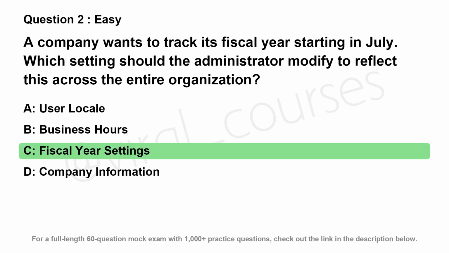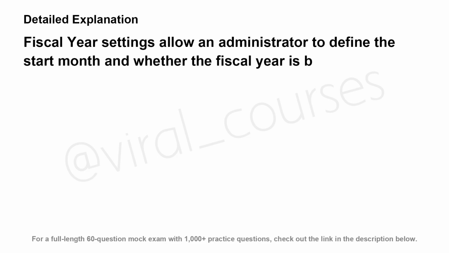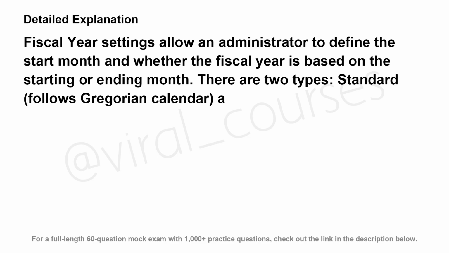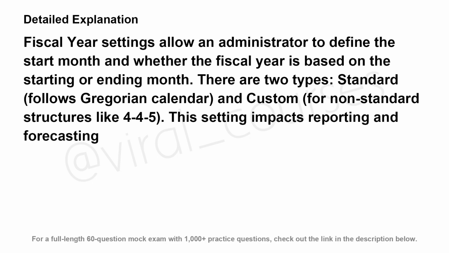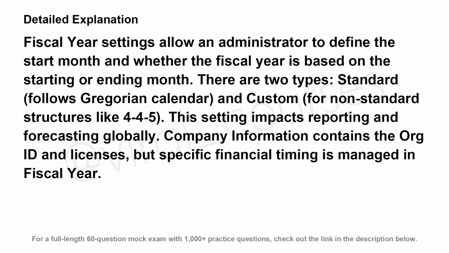The correct answer is C. Fiscal year settings allow an administrator to define the start month and whether the fiscal year is based on the starting or ending month. There are two types: standard, which follows the Gregorian calendar, and custom. For non-standard structures like 445, this setting impacts reporting and forecasting globally. Company information contains the org ID and licenses, but specific financial timing is managed in fiscal year.